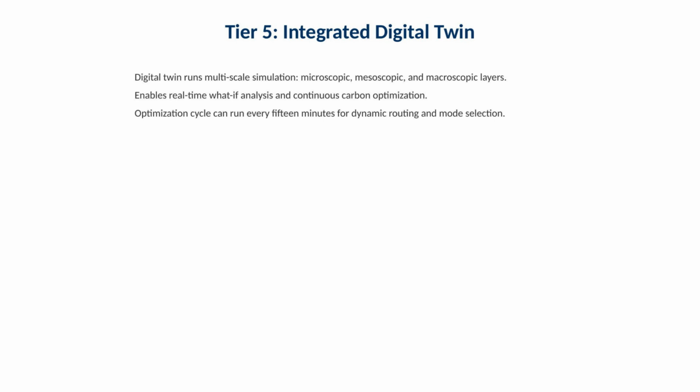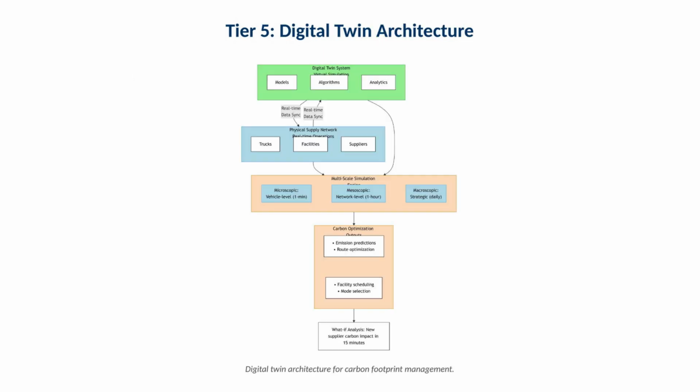Tier 5 introduces a system of systems digital twin that keeps a live virtual replica of the supply network. The twin supports continuous what-if analysis and dynamic optimization rather than static monthly reporting. The goal is to make carbon reduction an operational control loop. Observe, simulate, decide, and adjust. The digital twin is multi-scale.